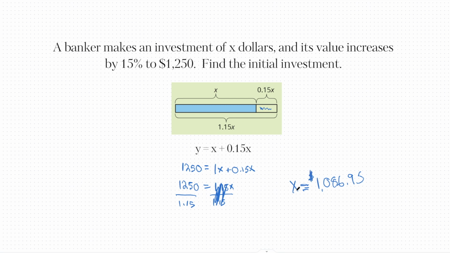So basically, the banker invested $1,086.95. That's this amount right here, that's the blue part. Then that amount increased by 15%, which is the 0.15x, and it grew to a total of $1,250.